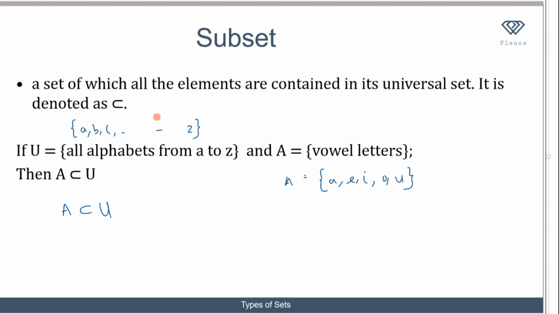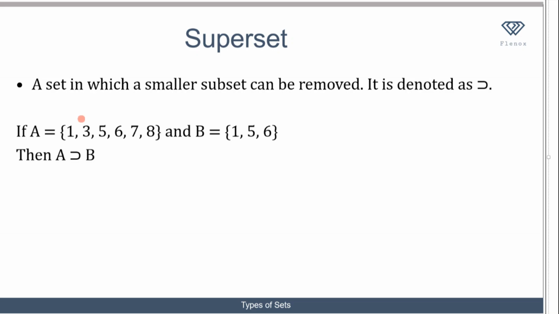The idea of a superset is just the opposite of a subset. A superset refers to a set from which a smaller subset can be taken. In the example we talked about, U equals all alphabets, and A is the set of vowels, and we said A is a subset of U. In the same sense, we can write that U is a superset of A, meaning that in U you can find all the elements that are in A. So that is what we mean by the superset symbol.